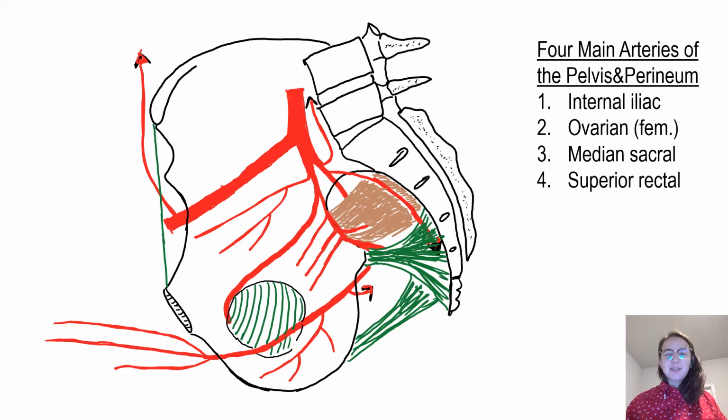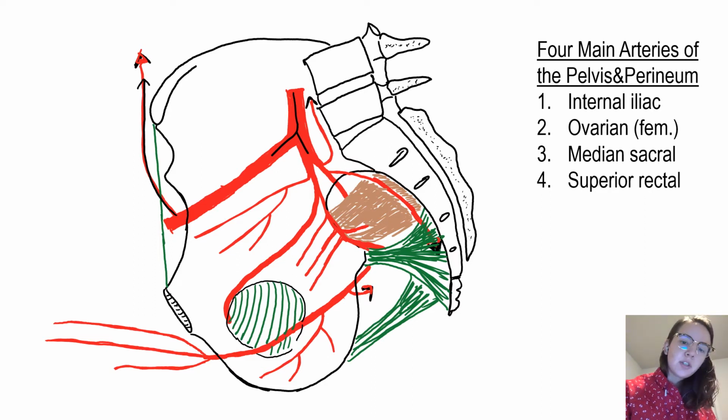So let's talk about arterial blood supply. On the list on the right, you can see the four main arteries of the pelvis and perineum. We're going to focus on the internal iliac. So the common iliac divides into an external and an internal branch. What's important about the external iliac is it gives off the inferior hypogastric artery.